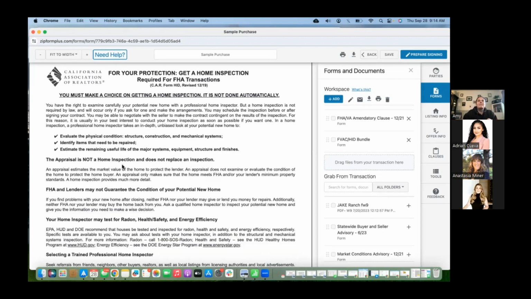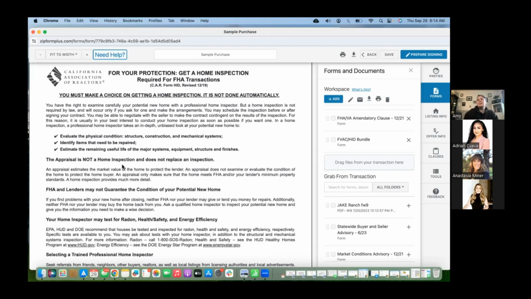So they're not obligated to have a home inspection. No, still not forced to have a home inspection. Just required to make a choice. So if they're a cash buyer, we should include this. Absolutely. I would include this on all of my purchase transactions.